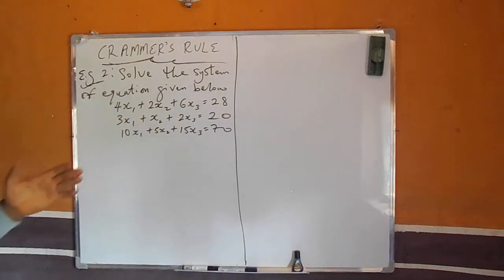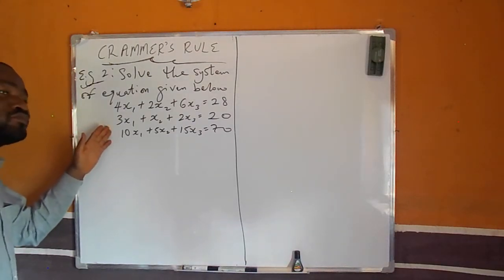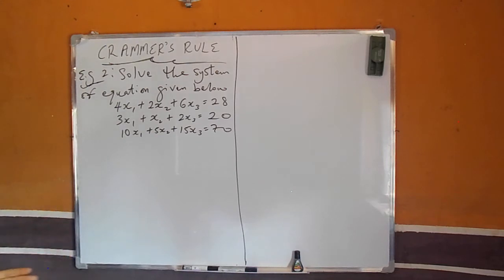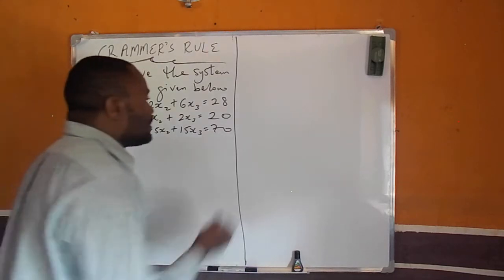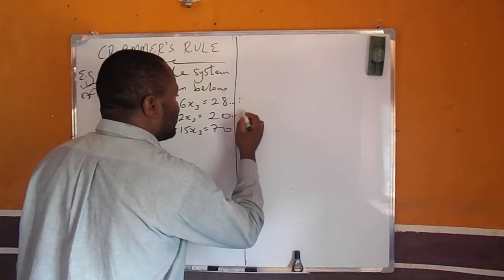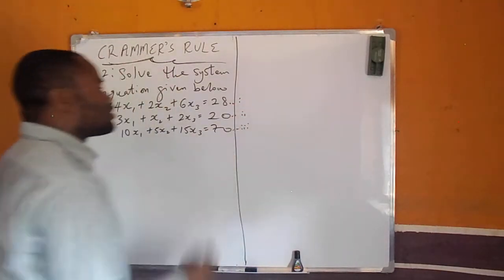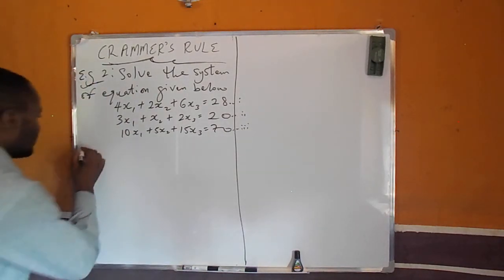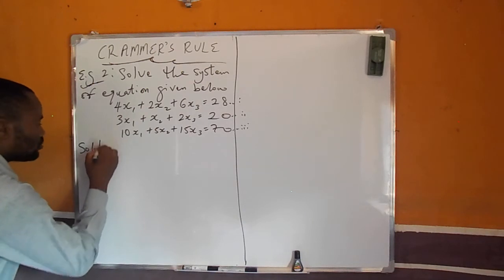4x1 plus 2x2 plus 3x3 equals 28. 3x1 plus x2 plus 2x3 equals 20. While 10x1 plus 5x2 plus 15x3 equals 70. These are equation 1, equation 2, equation 3. How do we solve this? Using matrix, using Cramer's Rule solution.